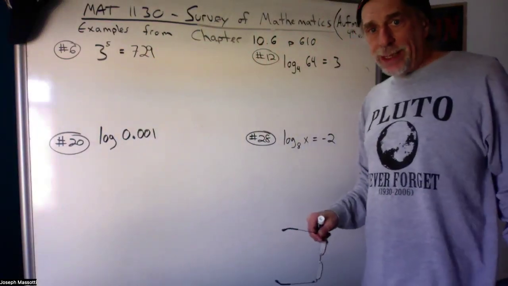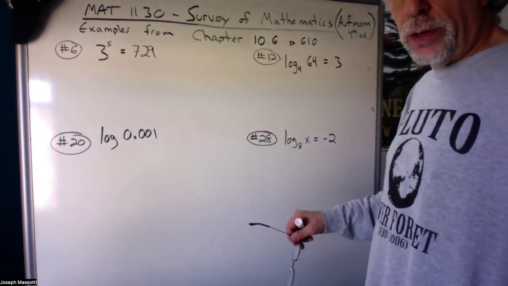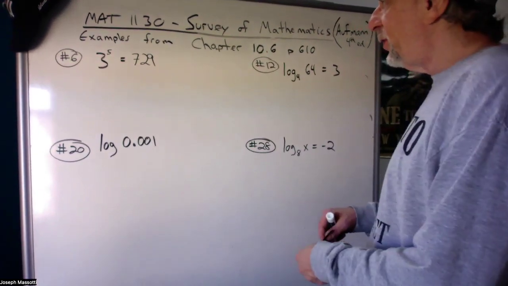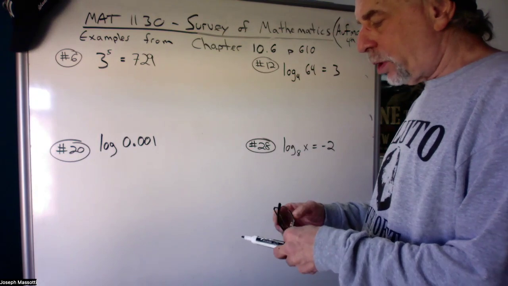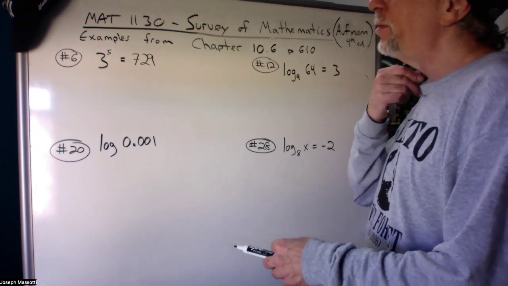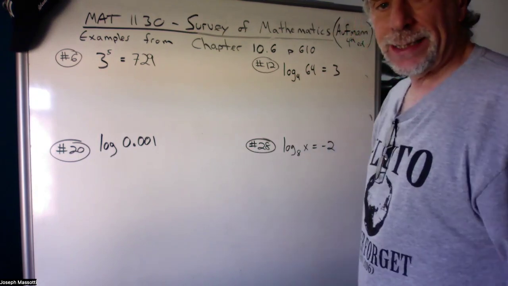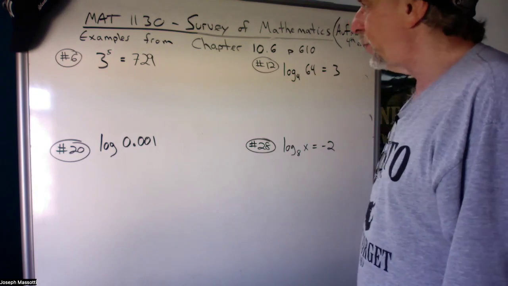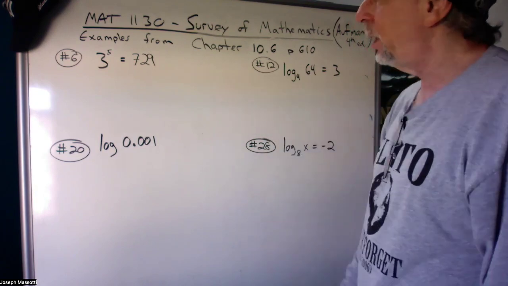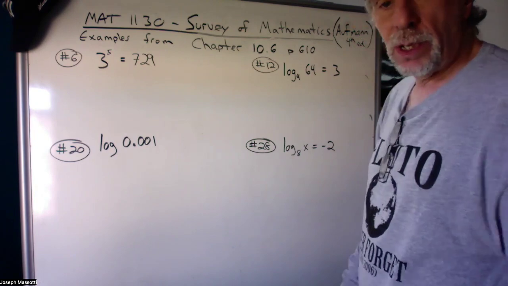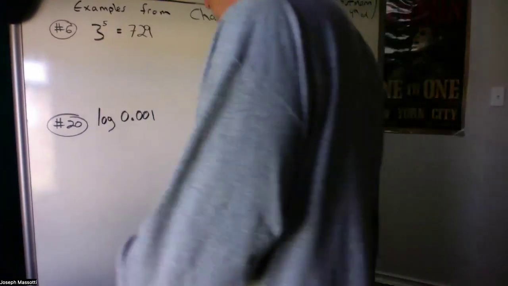All right, going on to 10.6, logarithmic functions, where logarithms are exponents. Logarithms and exponents are very much connected. So the first couple of questions here, we want to change from log form to exponential form.